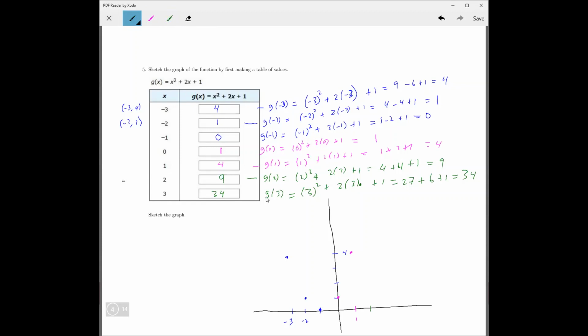Okay, so essentially, again, you have a parabola. You don't have to plot all the points because (3, 34) is going to be off the page. So it's like that one, and the correct answer is the third graph.